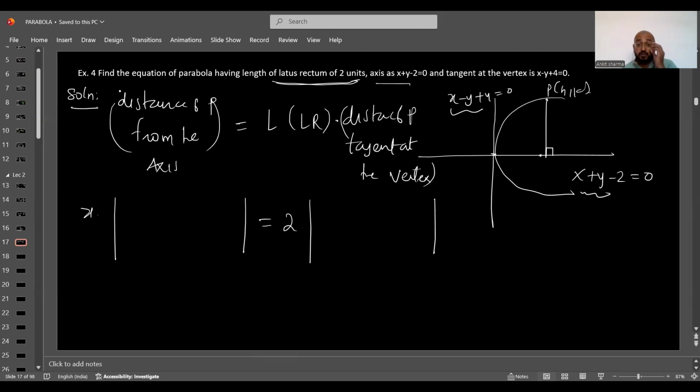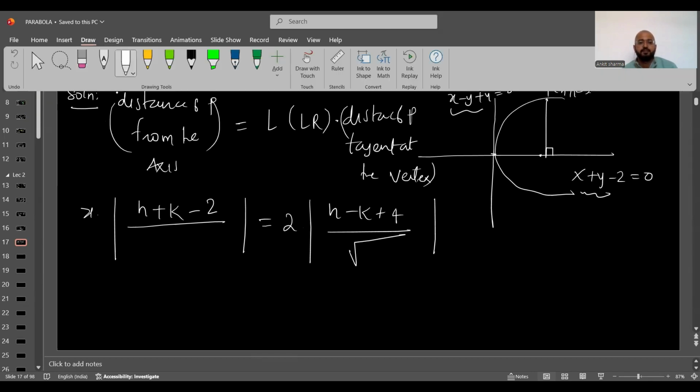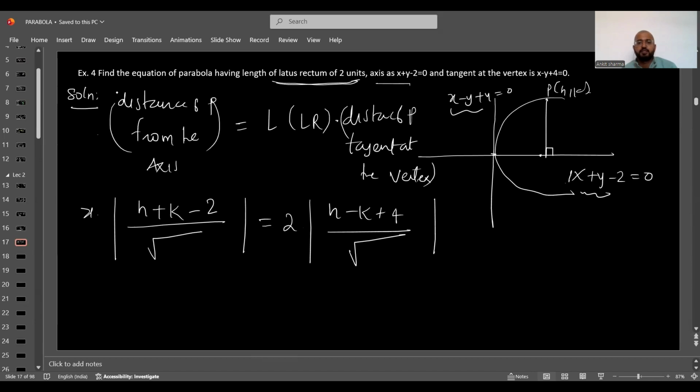So let's go ahead and find out the distance of P from the axis. I'll be getting here h plus k minus 2 over square root of h square plus k square is equal to 2 times the distance of P from the tangent at the vertex, which is going to be h minus k plus 4 upon square root of, this is not h square plus k square, this is square root of 1 plus 1. The coefficients need to be written here, so 1 square plus 1 square. Here also 1 square plus 1 square. This is squared is equal to 2 times.